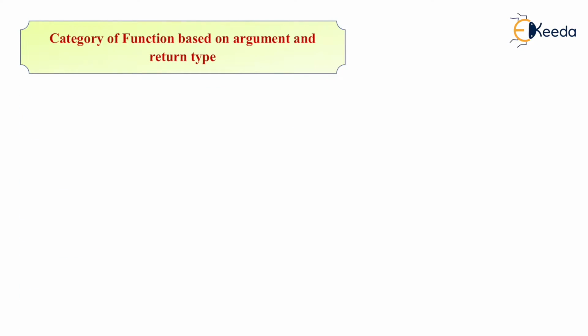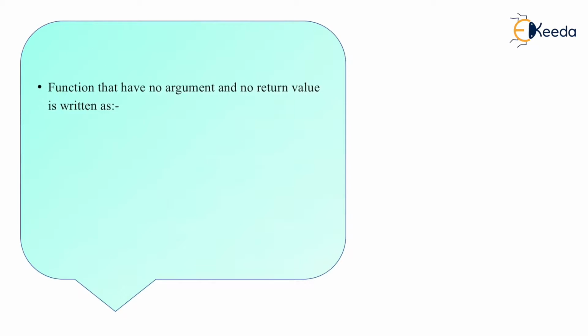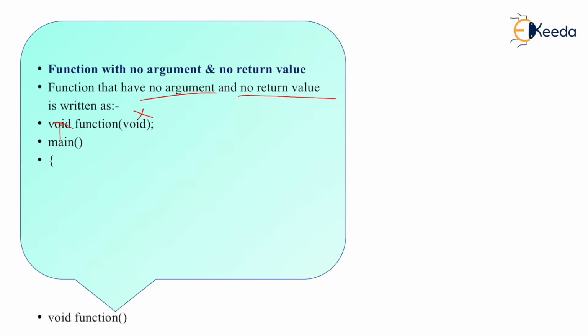The first category is based on the argument and the return type. A function that has no argument and no return value is written as a void function. There is no argument, and because void does not return any value, there is no return value either. Now what we are doing in the main is giving the definition of this function.